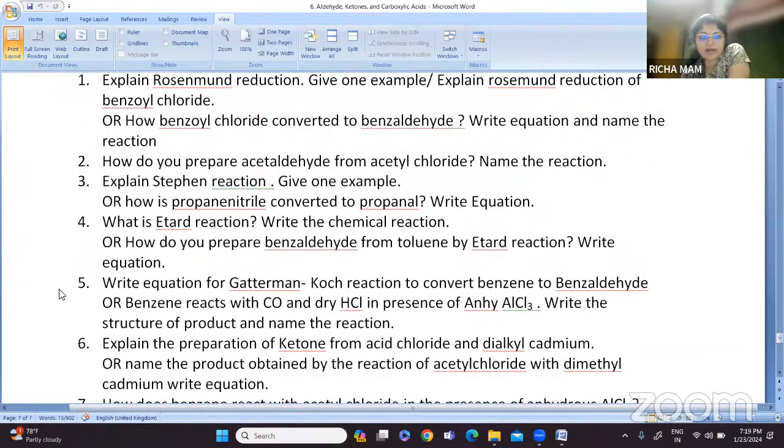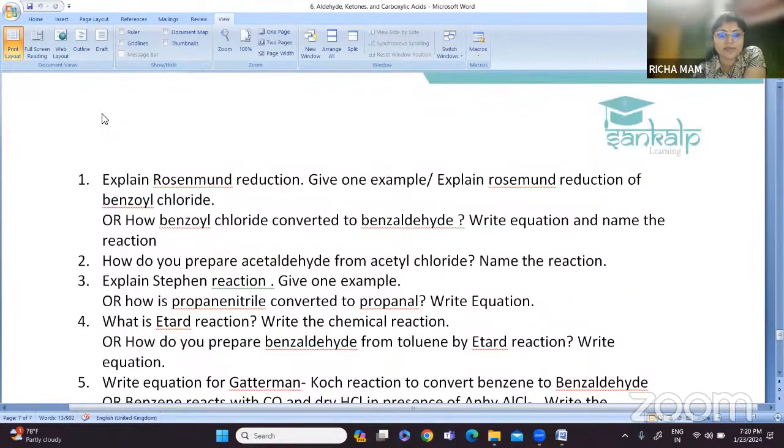What is Etard reaction? Write the chemical equation. What is expected? Etard reaction: we take the starting product as toluene. Toluene is like this, CH3. So toluene.